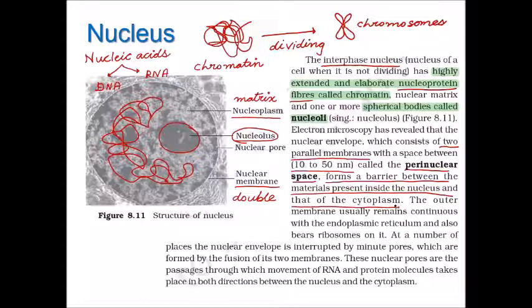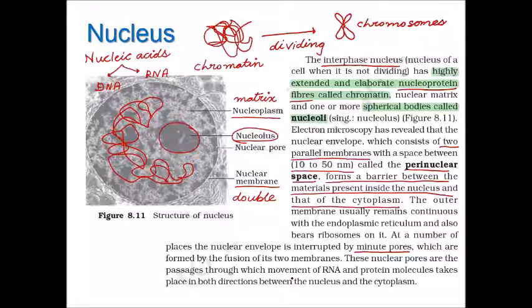This we already discussed when we discussed the endoplasmic reticulum, that is the RER, rough endoplasmic reticulum. So rough endoplasmic reticulum is usually found attached to the nuclear envelope. At a number of places, the nuclear envelope is interrupted by minute pores. These minute pores are called nuclear pores, which are formed by the fusion of its two membranes.